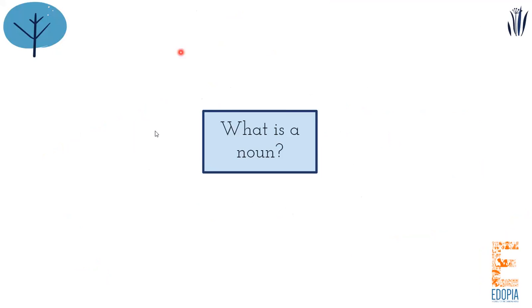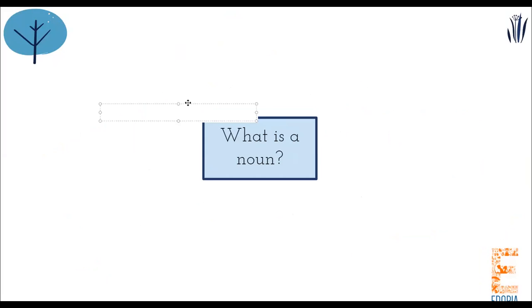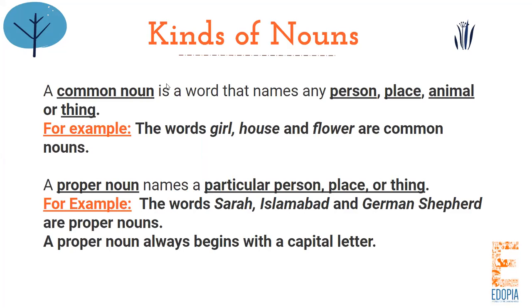When we talked about the noun, you said that a noun can be the name of a person, place, animal, or a thing. So a noun can name a person, for example, boy. A noun can name a place, for example, house. Or a noun can name an animal, for example, lion. A noun can name a thing, for example, flower. So a noun is basically a name of a person, place, animal, or thing.